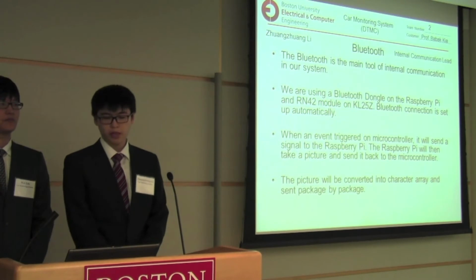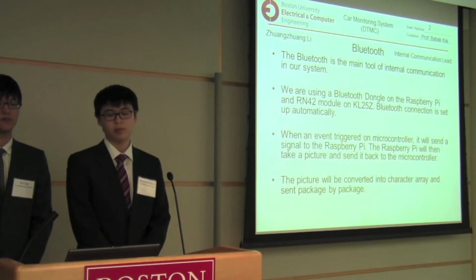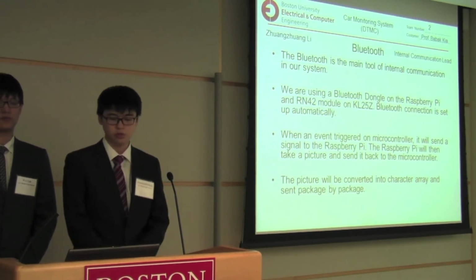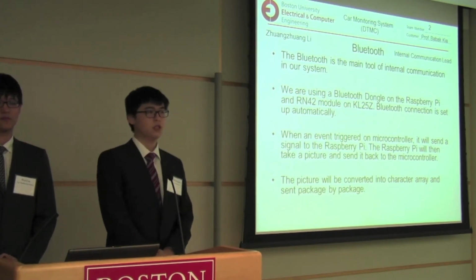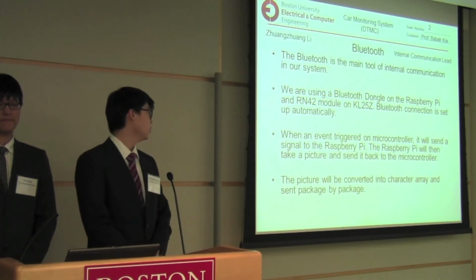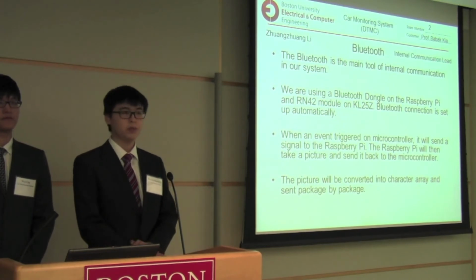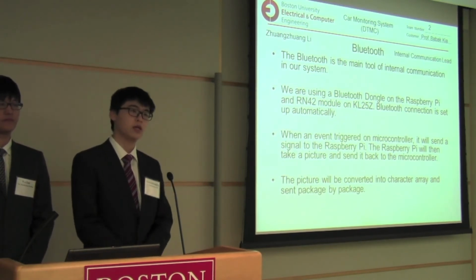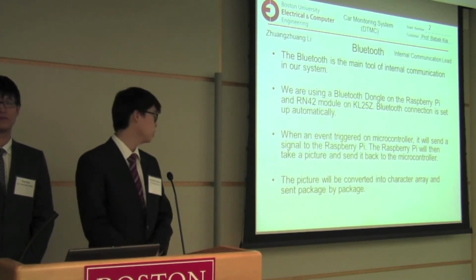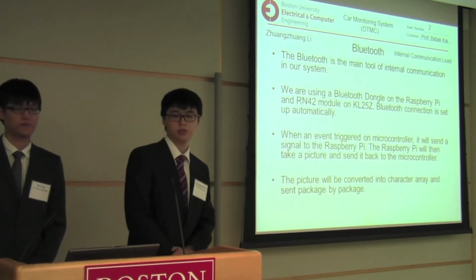Before sending the picture back, it will first send the picture size and the phone number of the user to the microcontroller so that it knows how big the picture is and who to send it to. Because of the limitation on the size of transmitted data, the picture won't be sent all at once. It will be converted into an array of characters, and we split the characters into packages of about 50 bytes each. Then the Pi will send the picture to the microcontroller package by package.